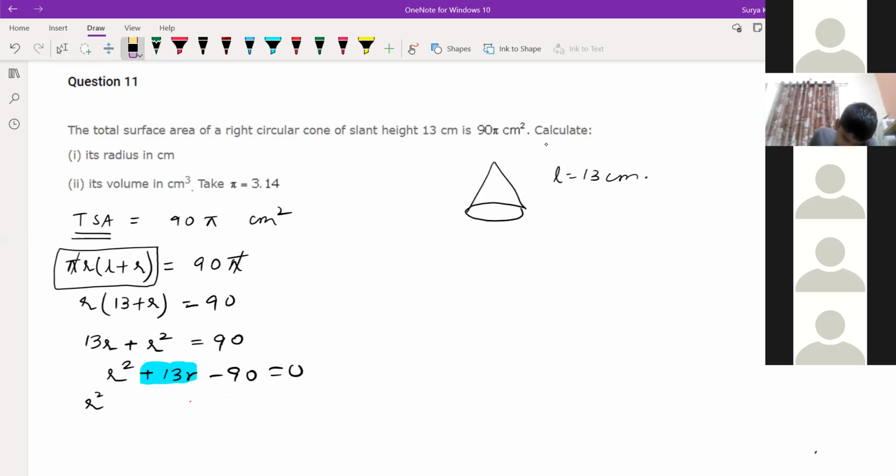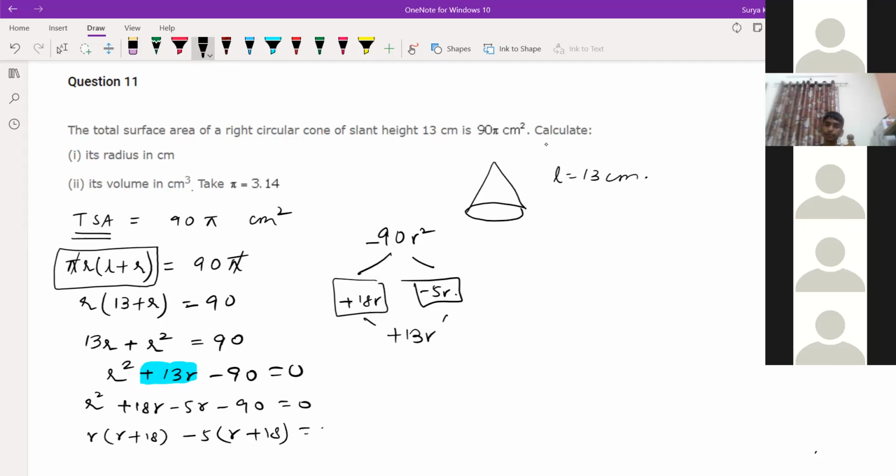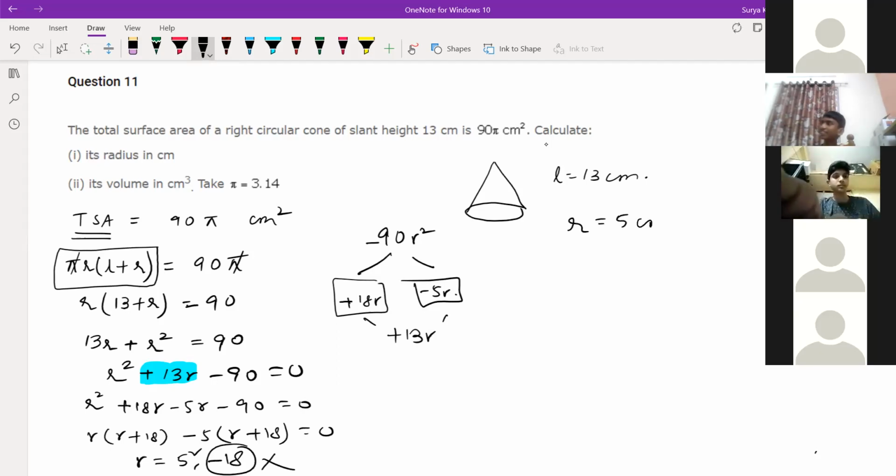Yes, sir. See, the product is minus 90 r square and the sum is plus 13 r. What will come, Nihar? Sir, 18 and minus 5. Yes, 18 and minus 5. So plus 18 r and minus 5 r you have to write, and minus 90 is equal to 0. So r is common, r plus 18. 5 is common, r plus 18 is equal to 0. So r is equal to 5 and minus 18. Minus 18 is not required, so the radius we got is 5 centimeter.